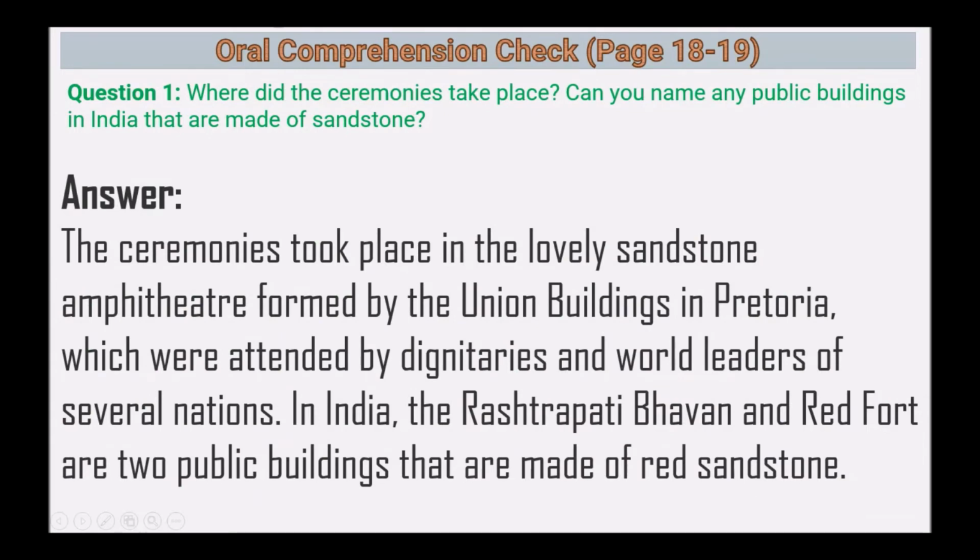Next, the oral comprehension check, on pages number 18 and 19. The first question is, where did the ceremonies take place? Can you name any public buildings in India that are made of sandstone? The ceremonies took place in the lovely sandstone amphitheater formed by the Union Buildings in Pretoria, which were attended by dignitaries and world leaders of several nations. In India, the Rashtrapati Bhavan and the Red Fort are two public buildings that are made of red sandstone.